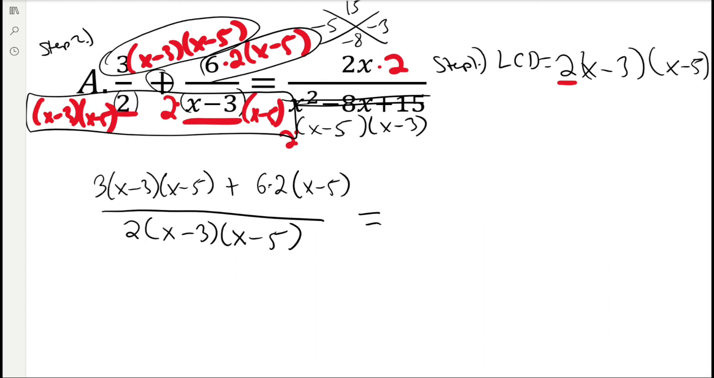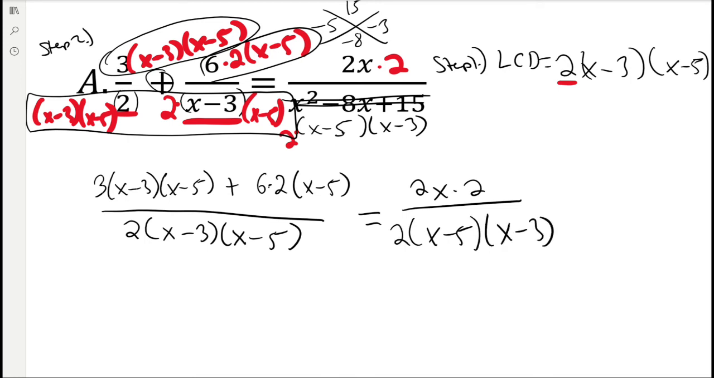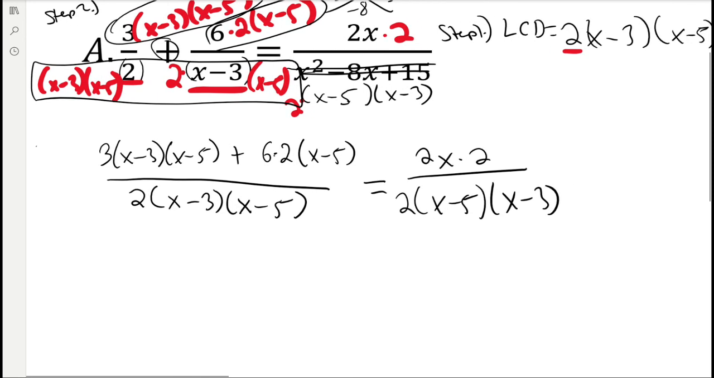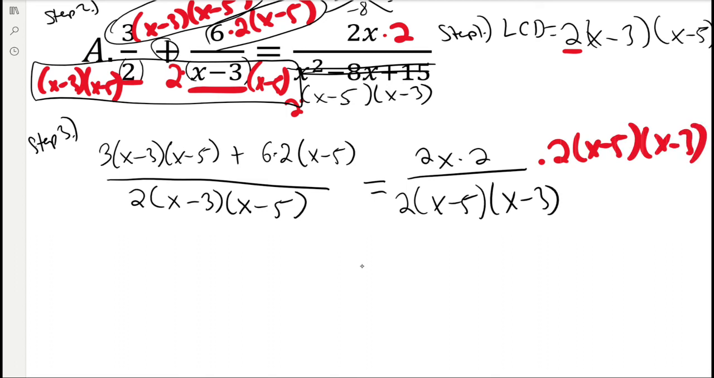And then we have equals the other fraction. Alright, so that is officially the end of step 2. We're going to do step 3, which is multiply both sides by the least common denominator, which in this case is 2 times x minus 5, x minus 3.